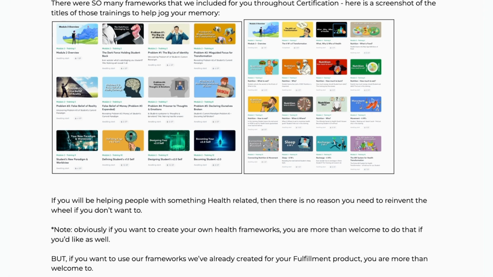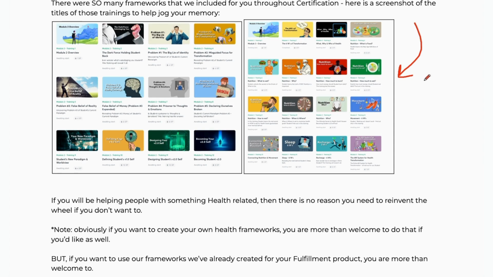There's all sorts of things that you could help someone with. However, if you're going to be helping them with something health related, then absolutely, that's the reason you went through certification and the reason why we licensed to you all of the different frameworks that we already have related to fulfillment. Now, if you want to go out there and create some additional frameworks related to your fulfillment, maybe something you had an idea, you had a eureka moment, and you're like, you know what, I want to have something that's a different framework related to health, absolutely, you can add it in there.